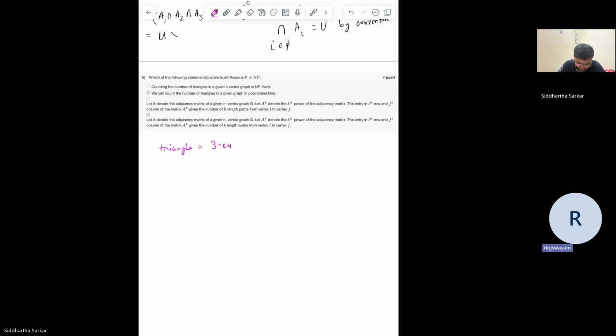So we have been given an n vertex graph. Does there exist a cycle of length 3? How many cycles are there of length 3? For example, suppose this is a graph. How many three cycles are there in this graph? One of the cycles is 1, 2, 4, and another cycle is 1, 3, 4. Is there any other cycle of length 3? No. So is it possible to find the exact number of three cycles in an n vertex graph in polynomial time? That is the question here.